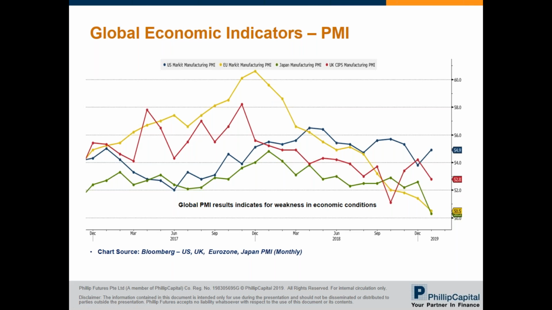So as we look at the PMI for the US, for example, which is denominated in blue, we have seen the uptick, still largely positive. But what is important to note is the rest of the world is showing signs of weakening. If you look at the EU, in yellow, a sharp drop. In Japan, green, we're also seeing a drop, and in red, choppy but still weakening in the UK.